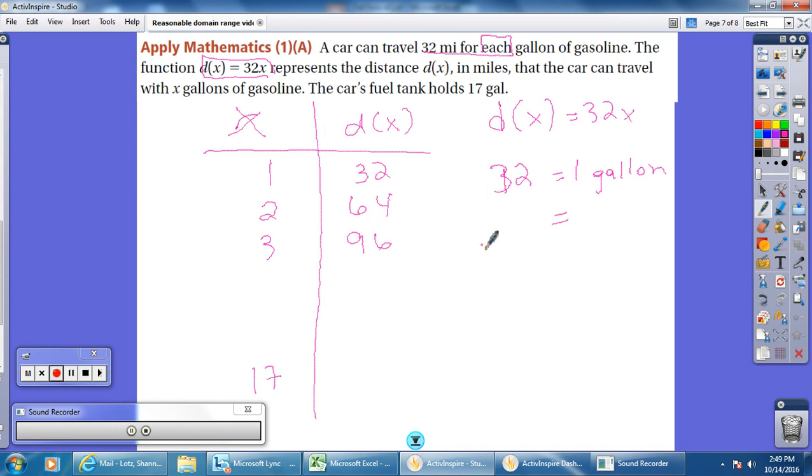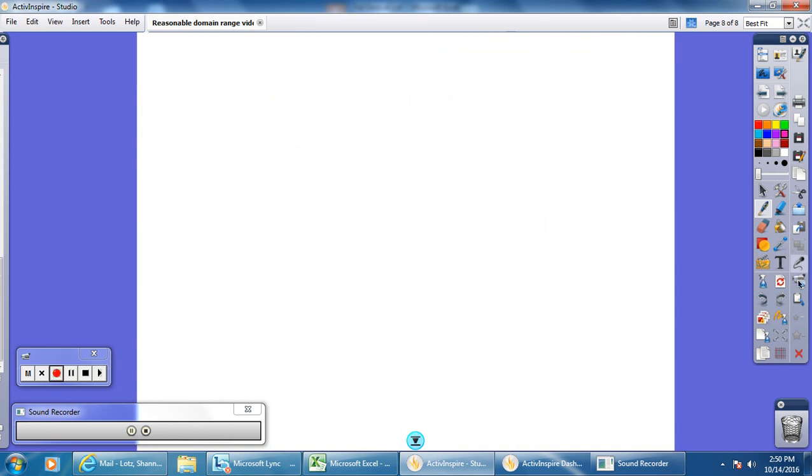Now, my first question, would this be continuous or discrete? My second question is, what would be your reasonable domain? And then my third question, what would be your reasonable range? There you go, guys.